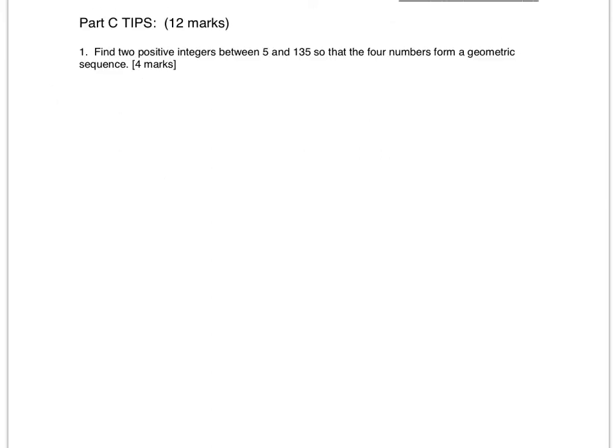Now the first tips question. The first one says find two positive integers between 5 and 135 so that the four numbers form a geometric sequence. So our sequence is 5. Let's say the next one is x, the next one is y, and then 135. We know that a is 5. We know that T4 is 135.